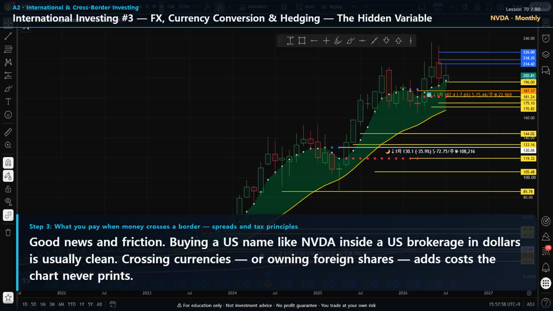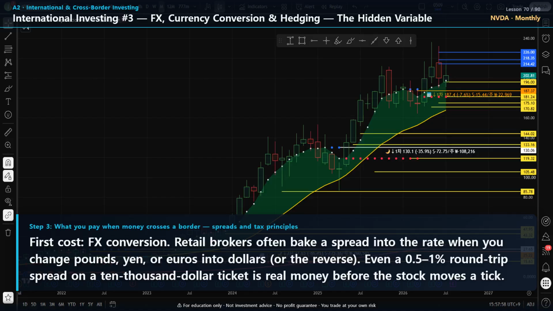Good news and friction. Buying a U.S. name like NVIDIA inside a U.S. brokerage in dollars is usually clean. Crossing currencies or owning foreign shares adds costs the chart never prints. First cost, FX conversion. Retail brokers often bake a spread into the rate when you change pounds, yen, or euros into dollars, or the reverse. Even a 0.5 to 1 cent round-trip spread on a $10,000 ticket is real money before the stock moves a tick.